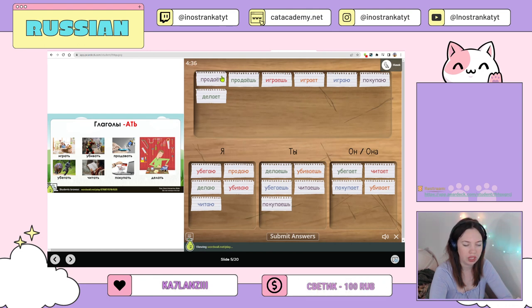Продает. So this word is different. It ends with йот. I don't see anything here. Here is you everywhere. Here is yes. Here is yet. So let's keep it for a while. Продаешь. Again, something with your... Let's keep it.